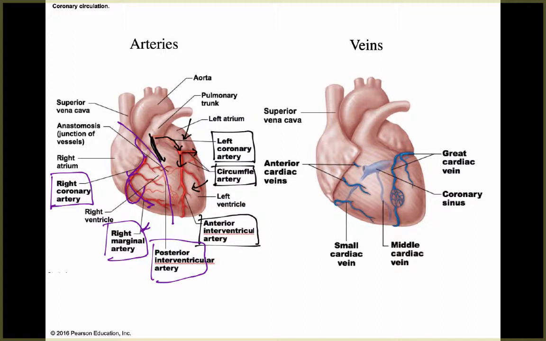When we get into veins, you can see what I was talking about with the great cardiac vein. The coronary sinus is this big one that's here. This one is going to go in the back and connect with it. You can see this middle one is already back there and connects with it, and then the small one goes around and connects right there. All of this is going to dump over here into the right atrium.